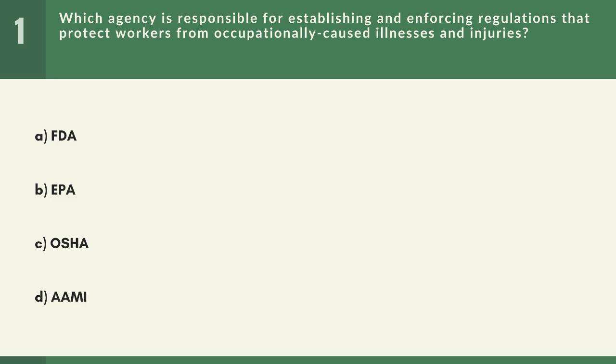Question 1. Which agency is responsible for establishing and enforcing regulations that protect workers from occupationally caused illnesses and injuries? A. FDA. B. EPA. C. OSHA. D. AAMI.